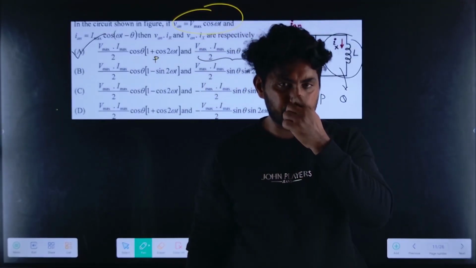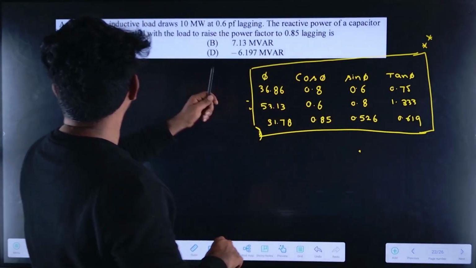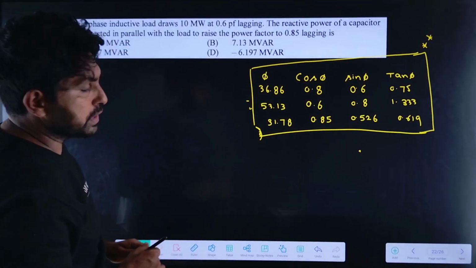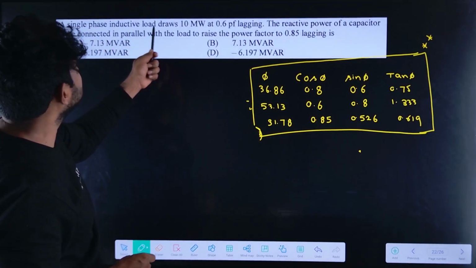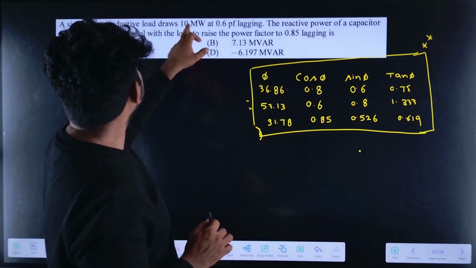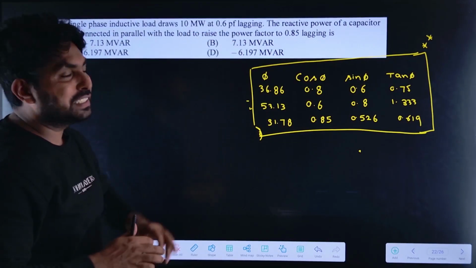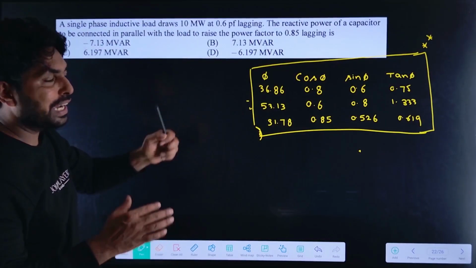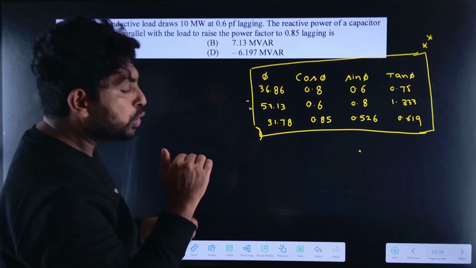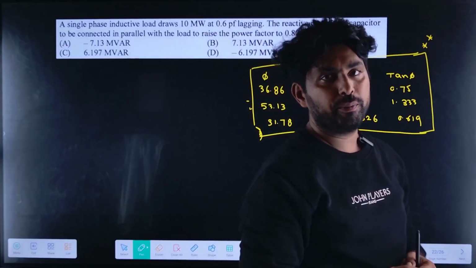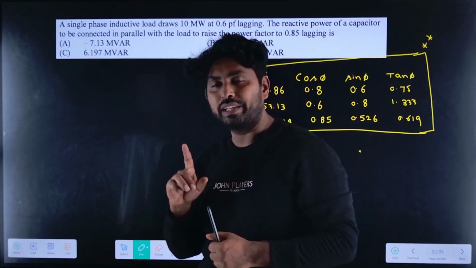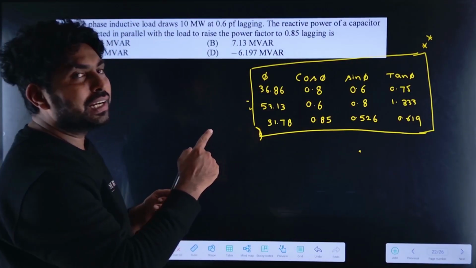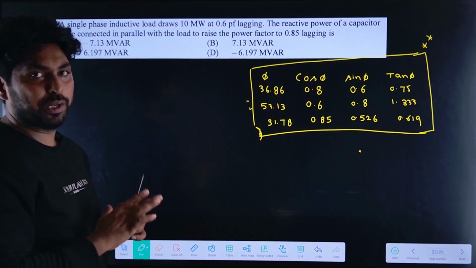So now let us solve the next problem. Let us understand the problem statement first. What is the problem statement? There is a single phase inductive load which draws 10 megawatts at 0.6 pf lagging. A capacitor of some reactive power is connected across the load to raise the power factor to 0.8. From this, one thing we need to observe: to raise the power factor, we can connect the capacitor at the load, right?